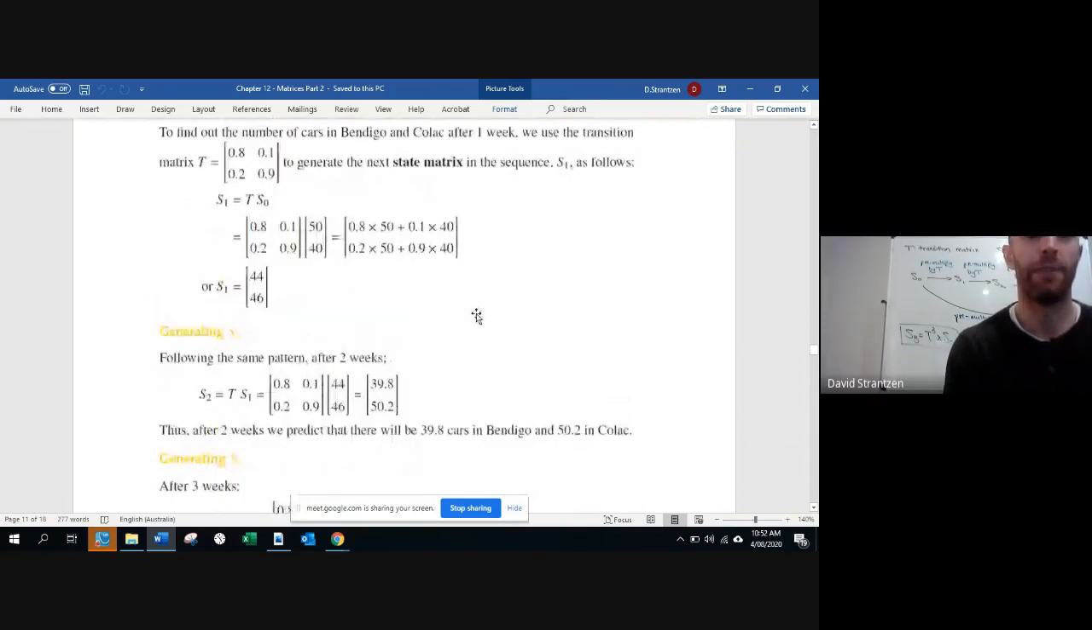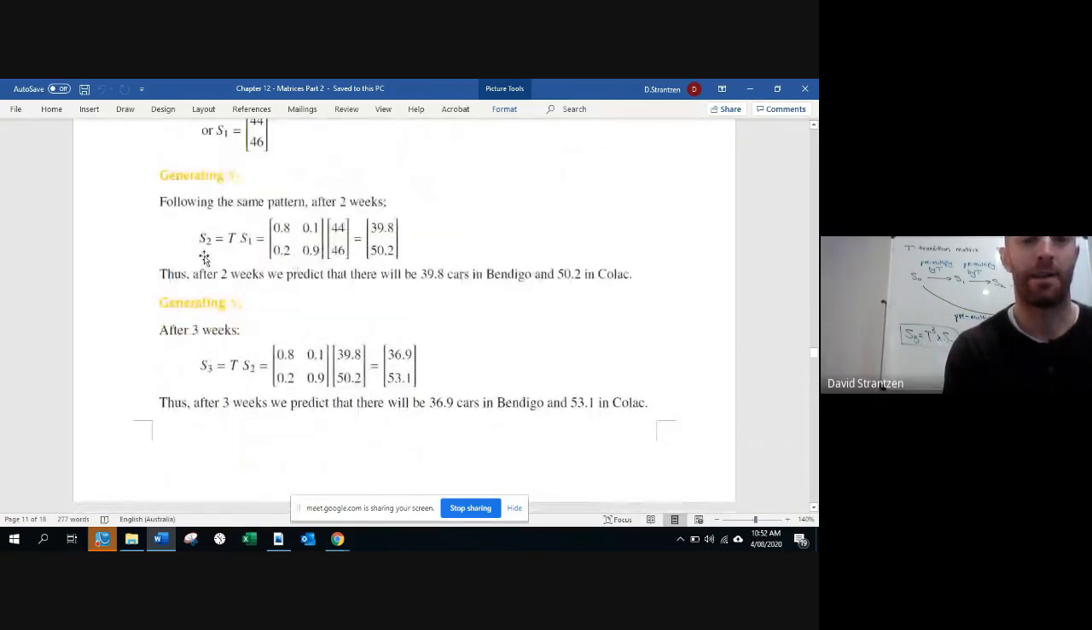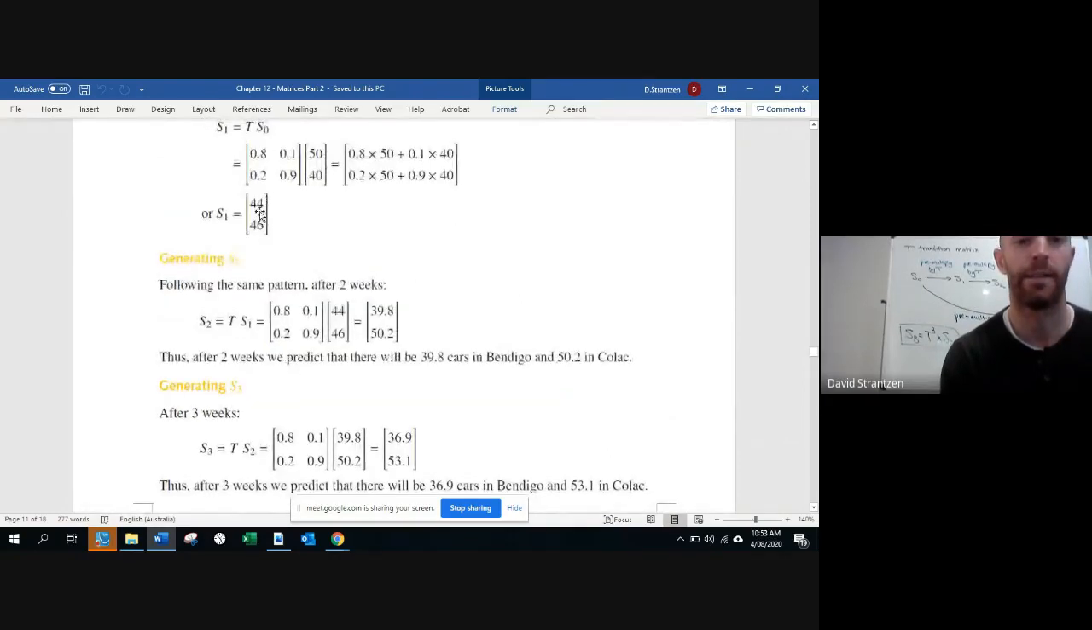So if we try and work out where the cars are after 2 weeks, we do T times S1. So I'm transitioning from state 1 to state 2 now. I pre-multiply by transition matrix T, and you can see that this second matrix in the multiplication is now my numbers from S1. When I perform the multiplication, we end up with 39.8 cars in Bendigo and 50.2 cars in Colac.